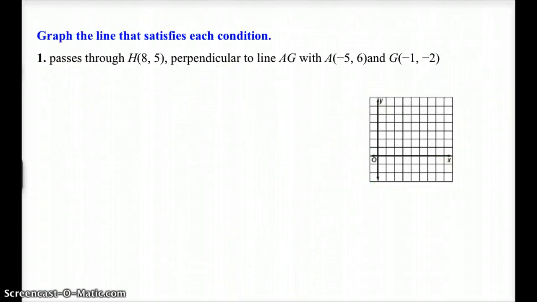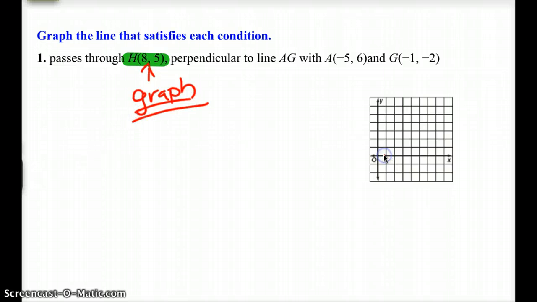All right, let's take a look at our next example. Graph the line that satisfies each condition. Now you guys are going to need to show the mathematics behind this. You can't just draw the lines and eye it up. So you need to find a line that passes through H at 8, 5. So the first thing you need to do is graph H. 1, 2, 3, 4, 5, 6, 7, 8. 1, 2, 3, 4, 5. Okay, so that's my H. We don't really need all those dots there, guys.